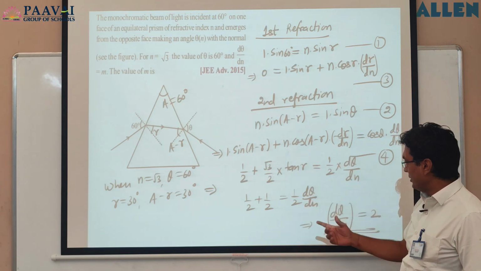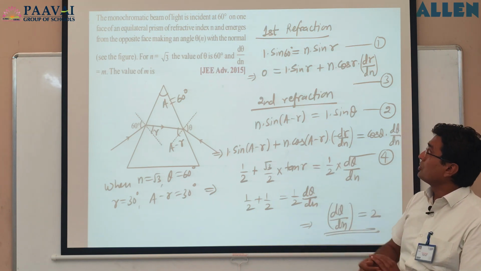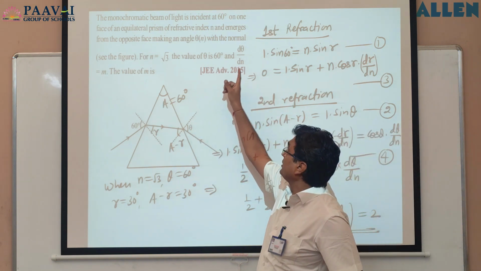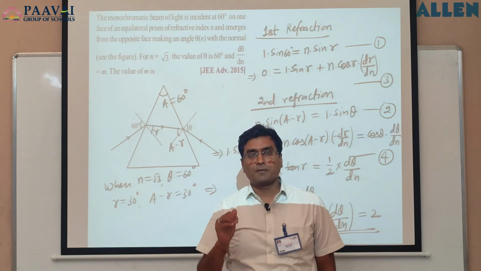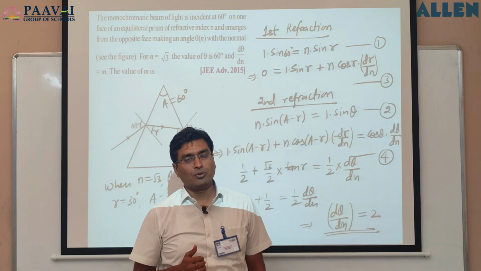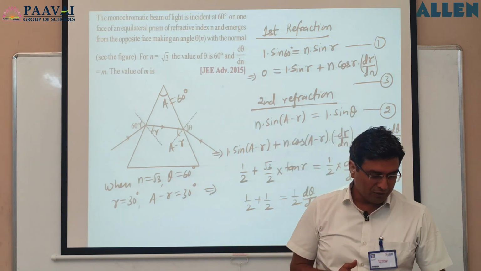So, after putting all the values, we will be getting the answer here as d theta by dn is equal to 2. So, they are asking d theta by dn, which is nothing but m, and the value of m is 2. So, the answer for this question is m equal to 2. Okay. So, this is the kind of JEE Advanced question.